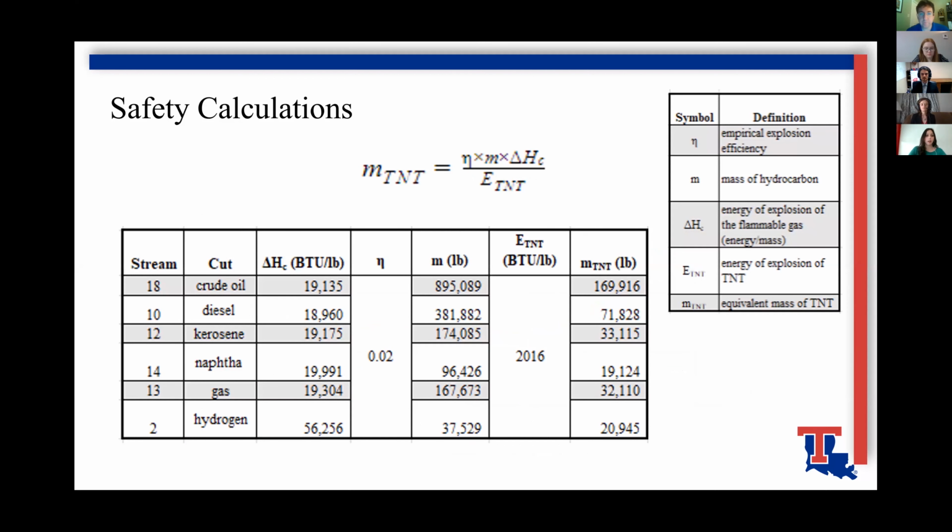Some more safety calculations were done looking at various streams and their cuts. This is calculating the equivalent mass of TNT. And you can see that the largest equivalent mass of TNT is for the crude oil cut, and that's largely due to the higher flow rate of the crude oil stream.